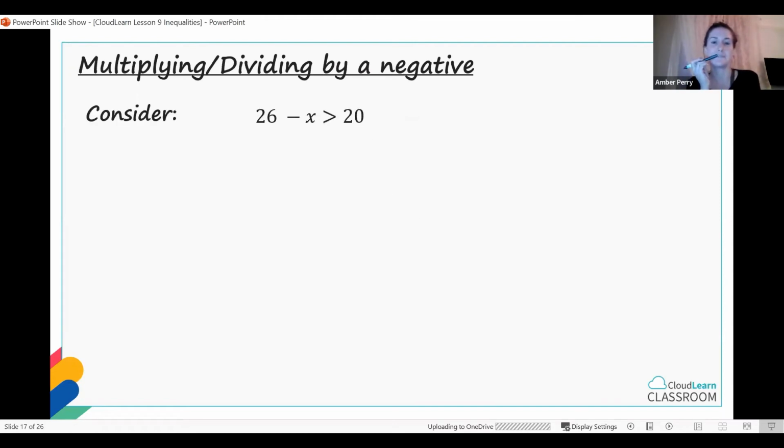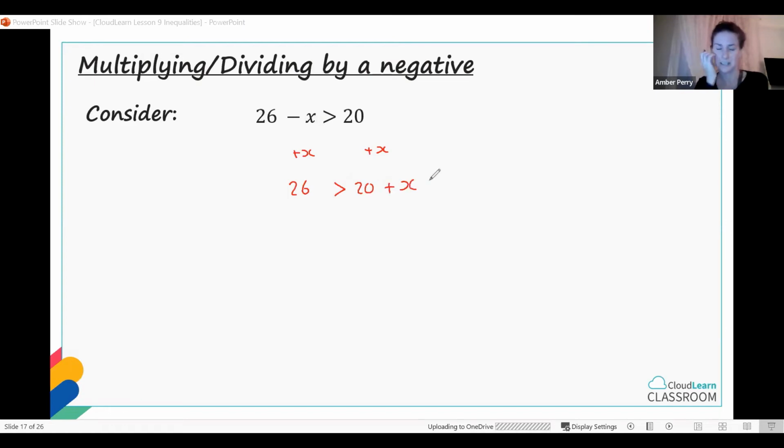Imagine I've got this problem: 26 minus x is greater than 20. There's a couple of things I could do to solve this. I have two options really to do first. I could either start by subtracting 26 from both sides, or I could start by adding x to both sides. I want to have a look at what happens if we do both of those things. So let's first imagine I add x to both sides. Now I'm going to have 26 is greater than 20 plus x.